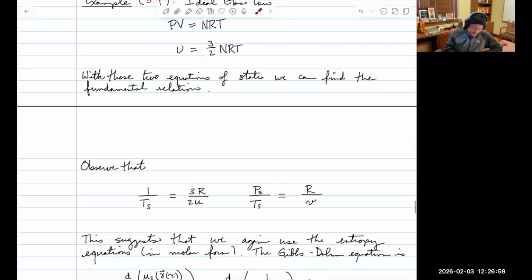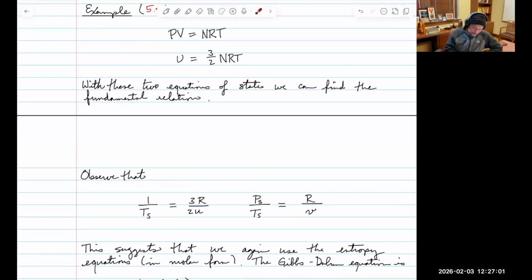In any case, we're going to put the equation of state in these two forms. One for 1 over temperature and the other for the pressure over the temperature. And if you convert these to the molar versions, then we have 1 over the molar temperature is equal to 3R over 2U, and the entropy version of the pressure, molar form, is equal to R over the molar volume.